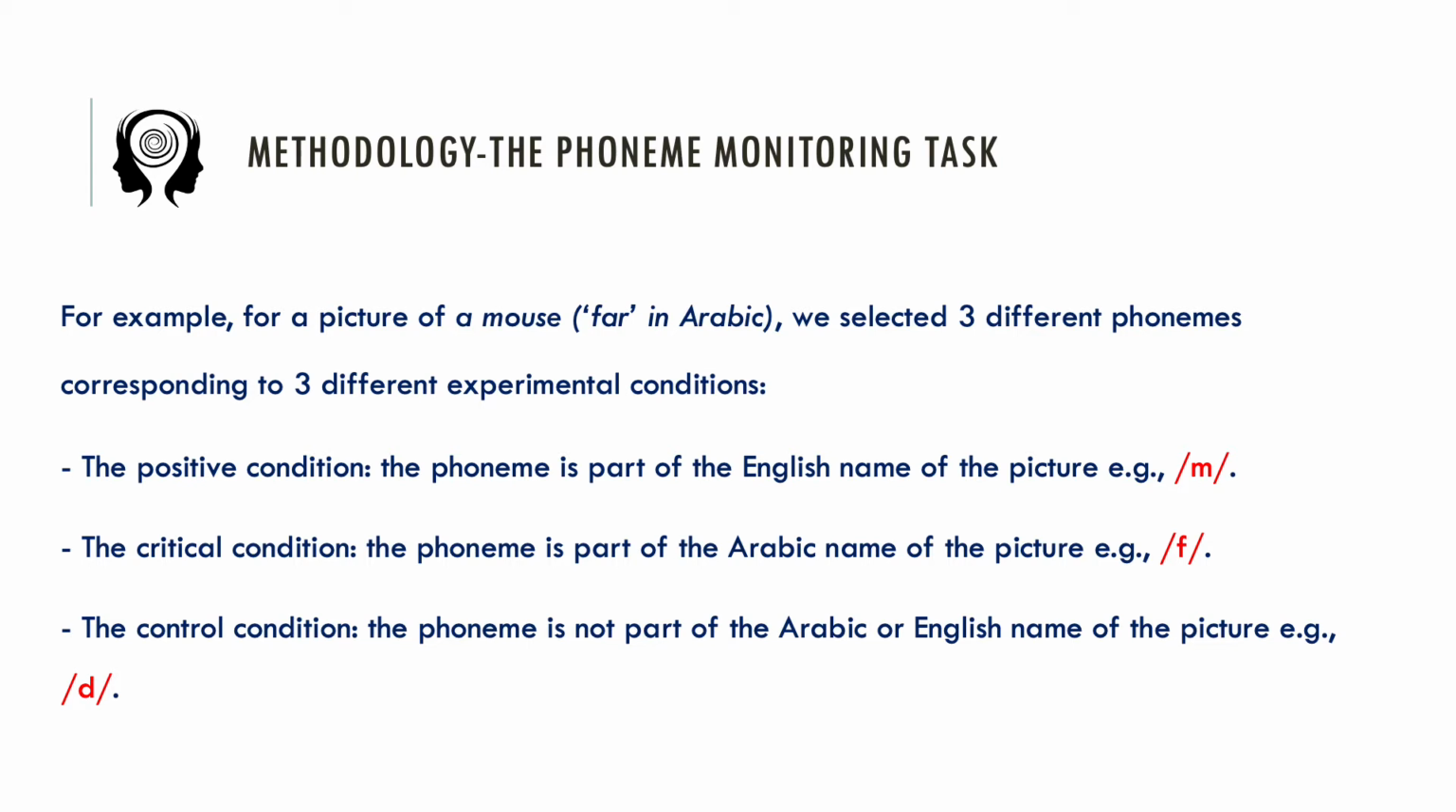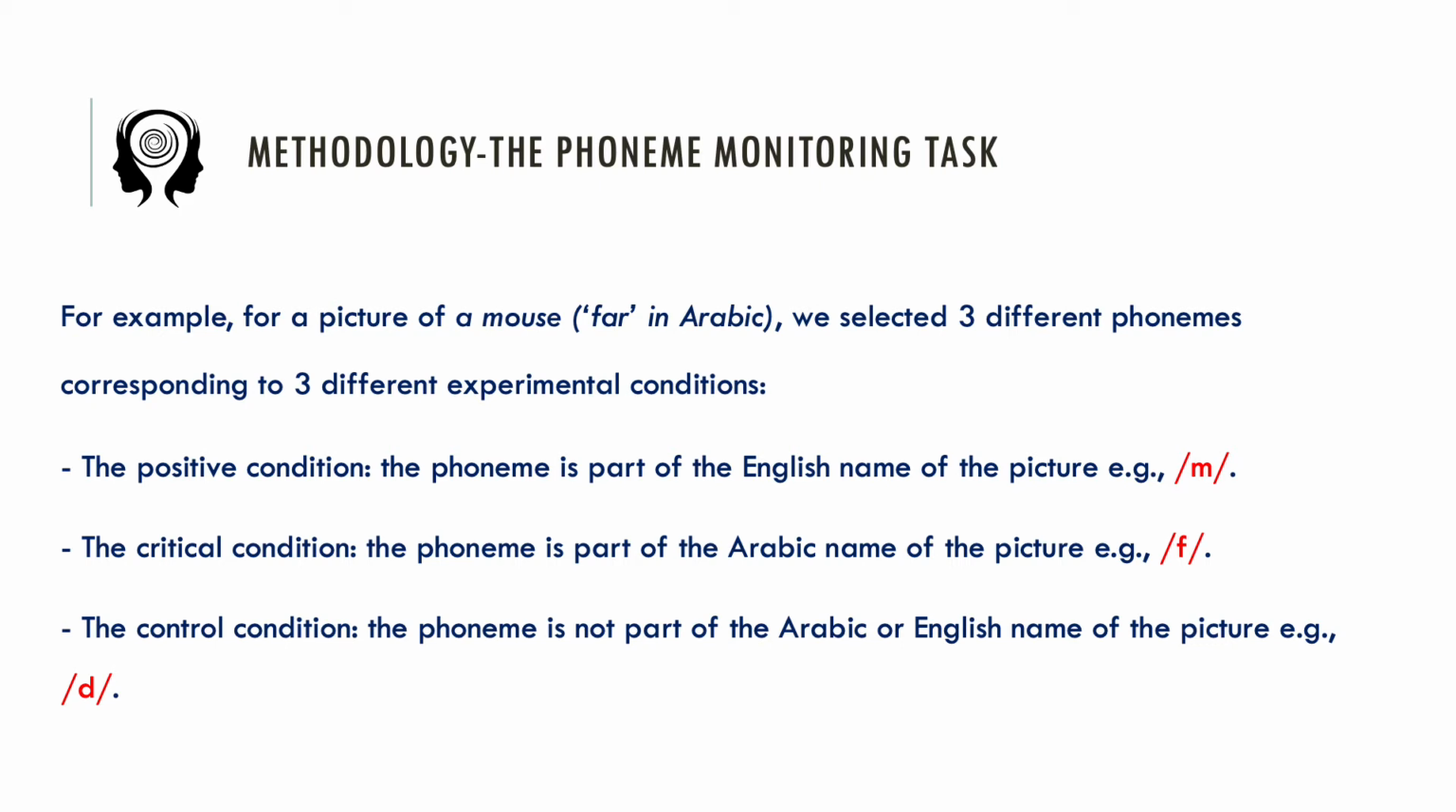Now, we have selected 3 different phonemes corresponding to 3 different experimental conditions. In the positive condition, the phoneme is part of the English name of the picture. Let's say M, the first sound, okay? And then in the critical condition, the phoneme is part of the Arabic name of the picture, which is F, far. Now, in the control condition, the phoneme is not part of the Arabic name or the English name of the picture. Let's say the sound D.